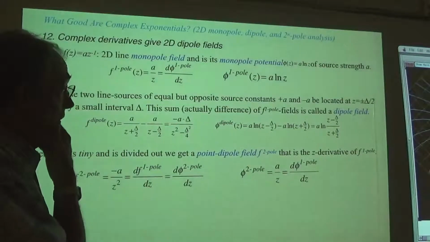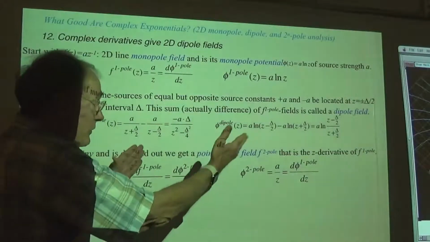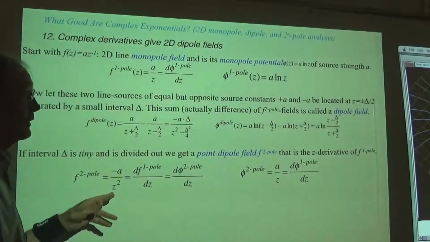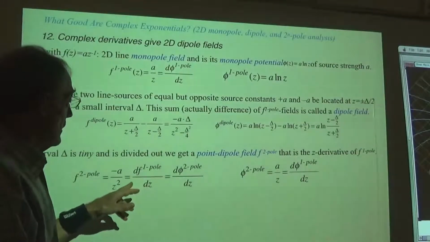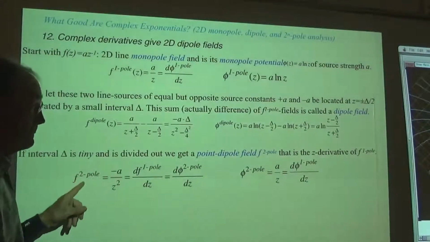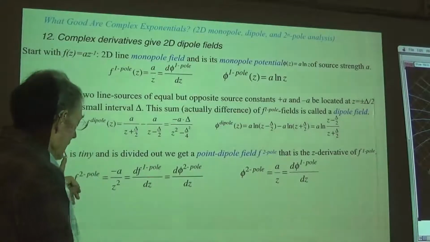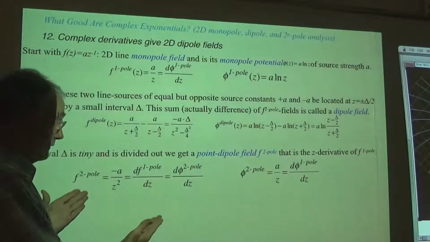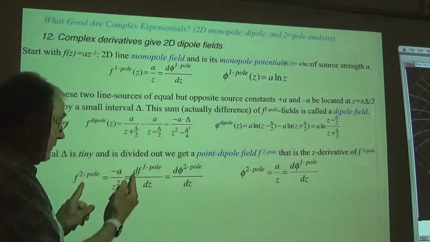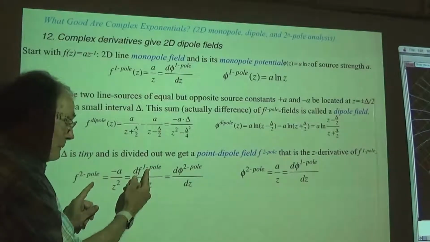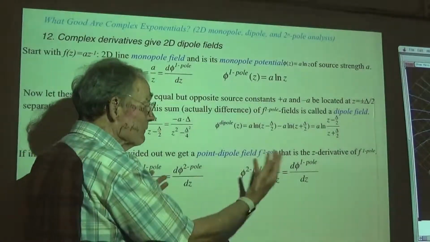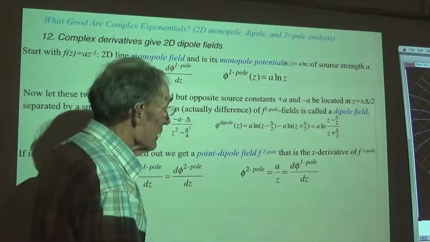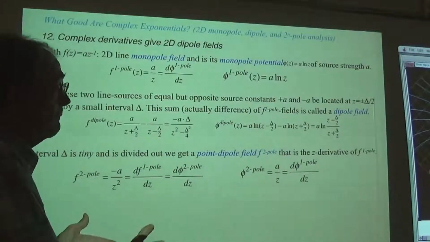So as we let this del go to approach zero, we get the fact that for this dipole, the potential and the force field are given by the derivative of the force field, in this case the force field of the monopole, and the derivative of the potential of the monopole, giving us a dipole. And this process goes on, we get more and more poles.